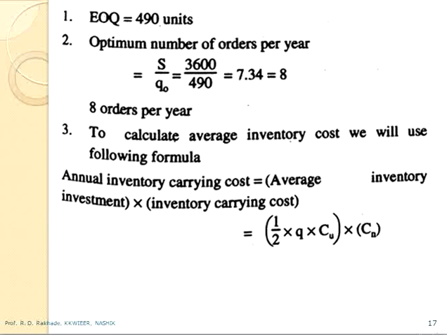Then to calculate average inventory cost, we will use the following formula. We already discussed this, so we can calculate by using this formula. So we can calculate total inventory carrying cost and total procurement order cost, and the summation of these two costs will give the total annual cost.